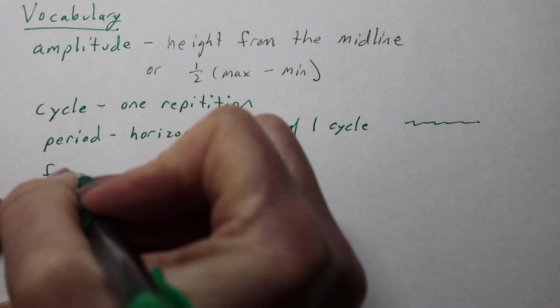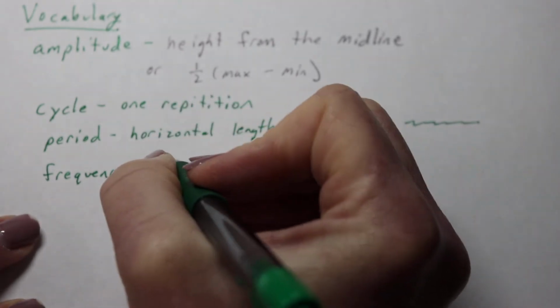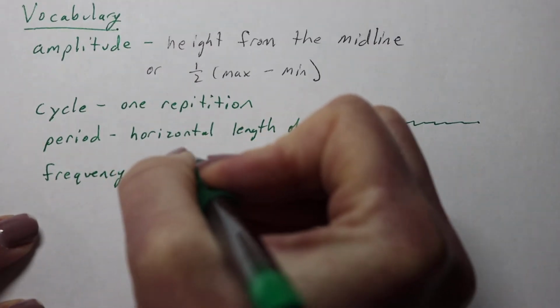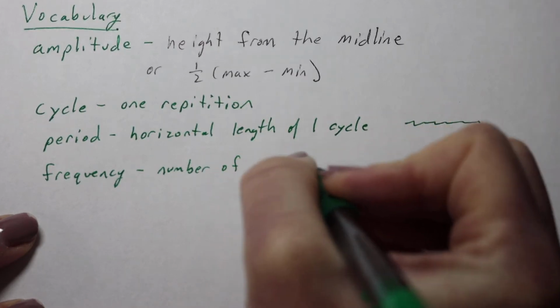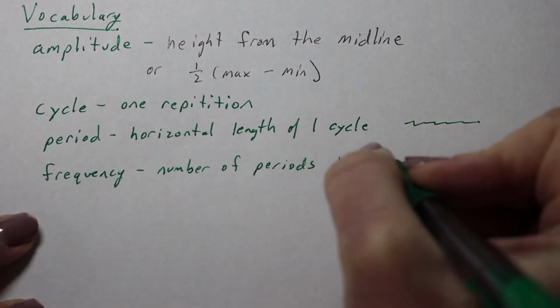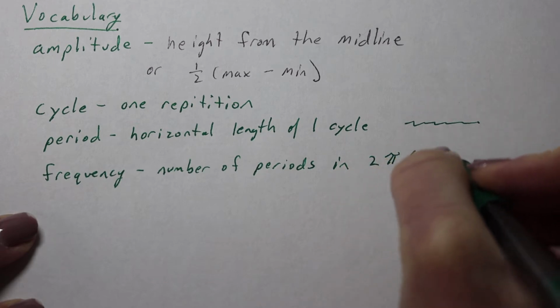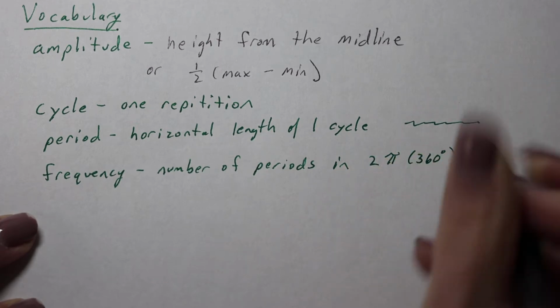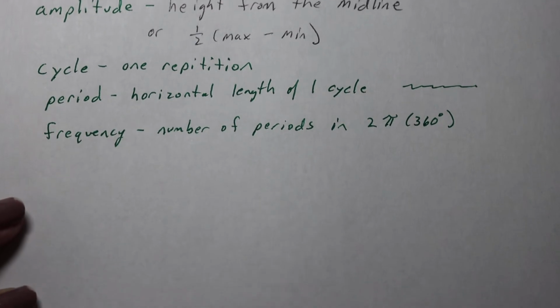Frequency. Frequency is the number of periods in 2 pi, which is the same, remember, from unit circle as 360 degrees. Those get a little confusing, but we'll continue to practice with them.